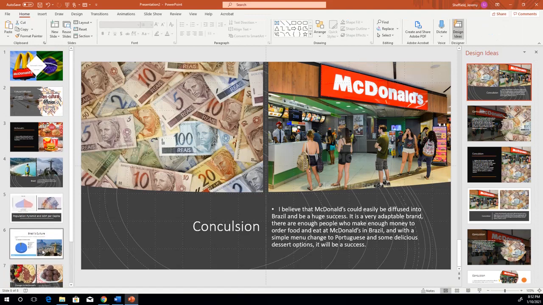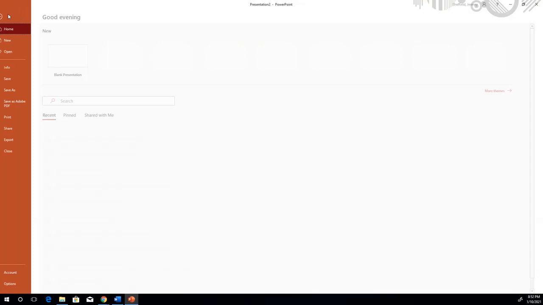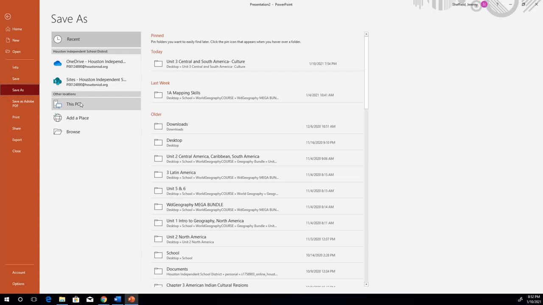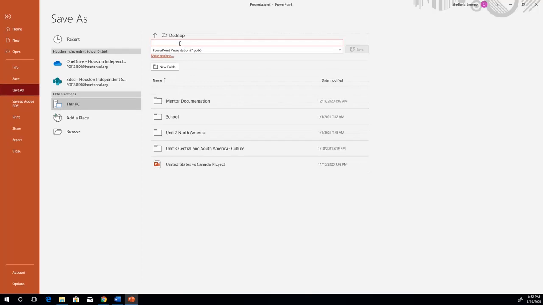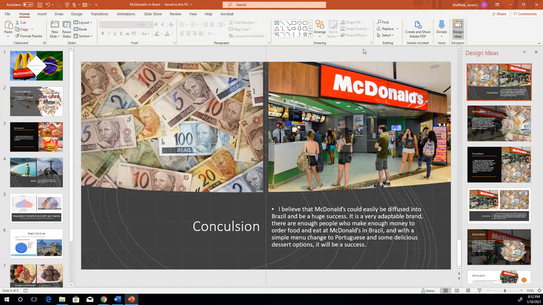And what you do now, you need to save your project. So you want to go to File, Save As. I want to save it to this PC, and I want to save it on my desktop. And I'm going to call it McDonald's in Brazil. And save it. And there you have it.